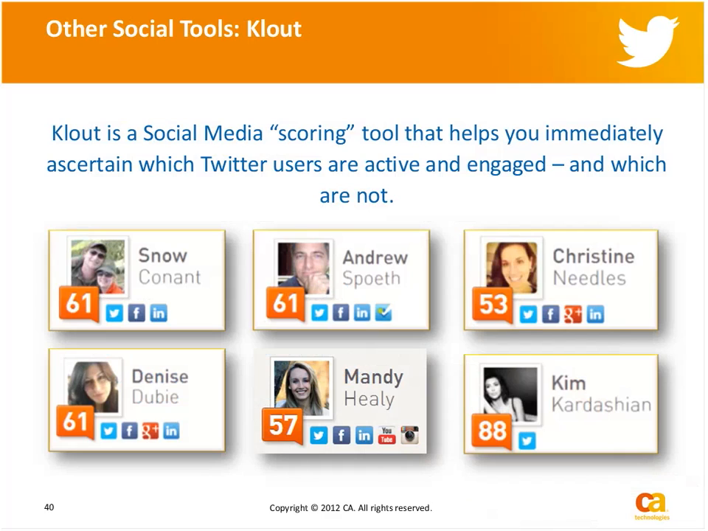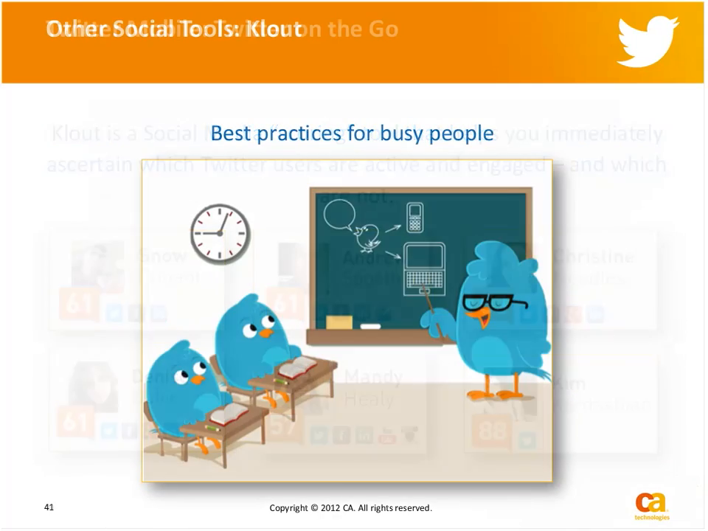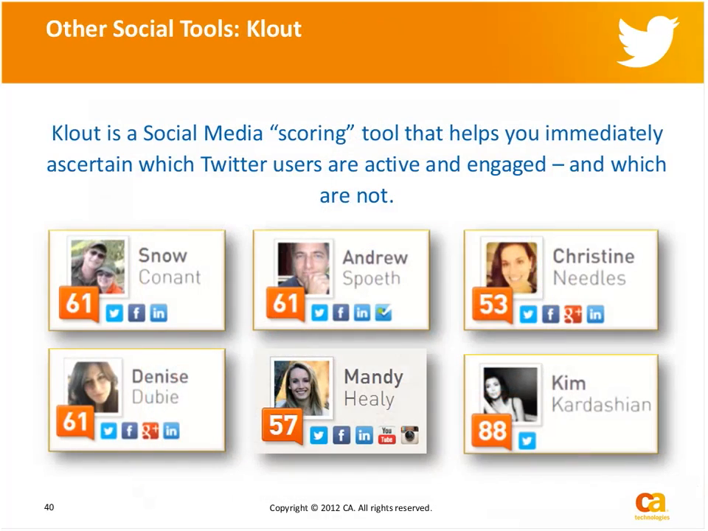61 is a decent, respectable score. 57, 53 are respectable scores. Our newest team member, Kim Kardashian, is a really powerful social user, so clearly she's doing better than we are. We all aspire to be like her. So go to klout.com if you're wondering about how active users you might want to follow are. It's a really quick way to separate sheep from goats.